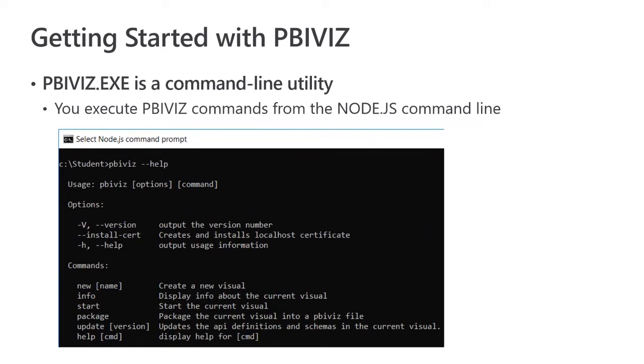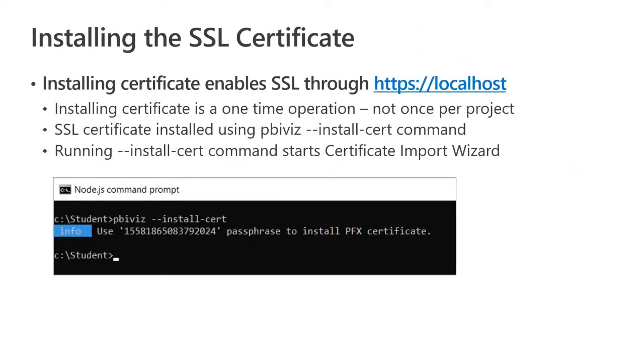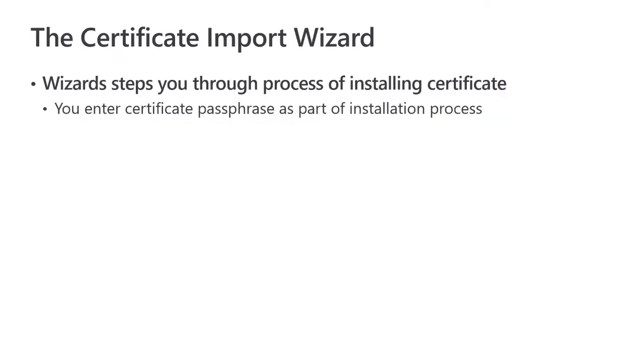Now, another thing that you're going to have to do is there's a one-time operation where you have to install a certificate on your development machine. The way to do that is you call this command, PBIVIZ --install-cert. I've already done it. You don't have to do it once per project. You just have to do it once per machine. The idea is it allows you to have a local debugging session through https://localhost.